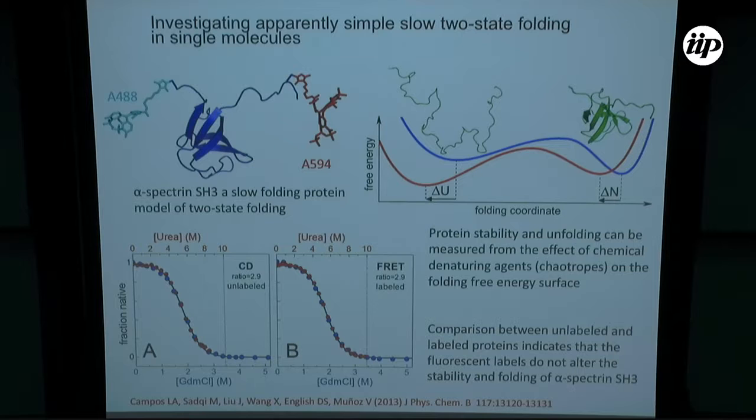It's a slow folder, folds in seconds, and it's supposed to be a model for two-state folding, even though it's quite a small protein. It's the same size or a little bit smaller than the one I was talking about this morning. So what you do is you put the dyes at the ends, as you can see here, and then you can look at the FRET. And what we are hoping to do here is, because the rate of conversion between folded and unfolded is very slow, we should be able to resolve the two states separately, and we would like to see what the properties of those states are, right?